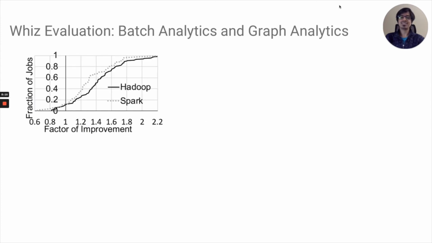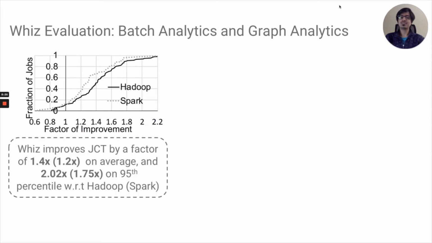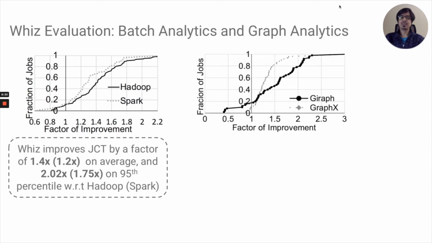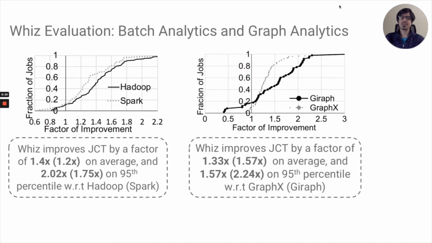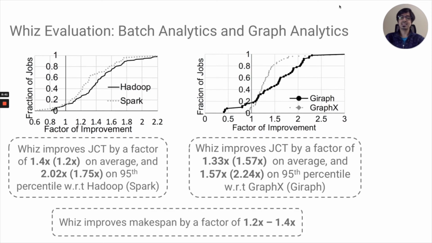First, we compare Whiz against other batch analytic frameworks. The x-axis shows the factor of improvement in job completion time, and the y-axis shows the job distribution. We see that Whiz improves the job completion time by 1.2 times on average and 1.75 times in the tail. Next, we compare Whiz against graph analytic frameworks, and we see a similar trend in the job completion time improvements. Additionally, we see that Whiz improves the overall makespan by a factor of up to 1.4x. Similar trends hold true even for stream analytics, details of which are in the paper.